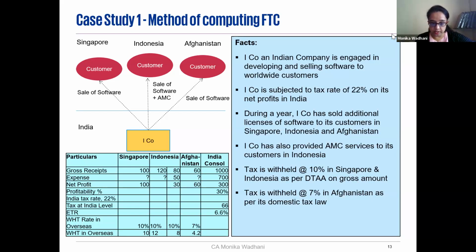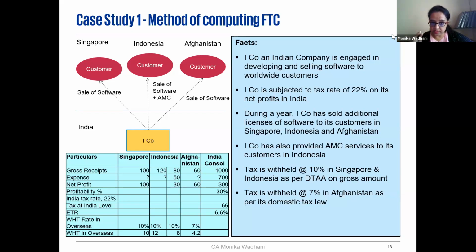So say there is a gross receipt from Singapore of 100. Say there are no expenses for this particular gross receipt. Say the assessee takes an argument that I have merely sold additional copies of the licenses and I have not incurred any expenses with respect to Singapore sales, and therefore my gross receipts and net receipts as far as Singapore sales are concerned is say 100. Similarly, when it comes to Indonesia, on gross receipts on sale of additional licenses of 120, say there are no expenses and gross receipts and net receipts are the same.